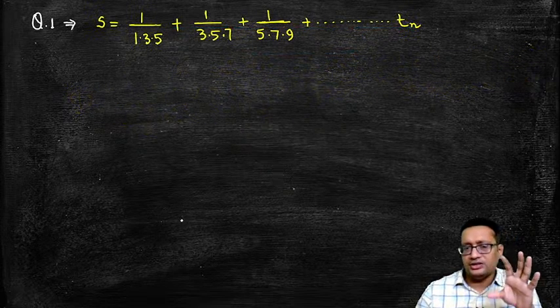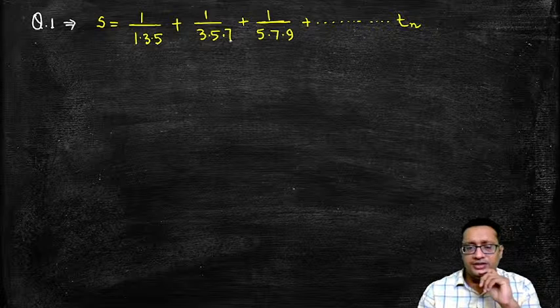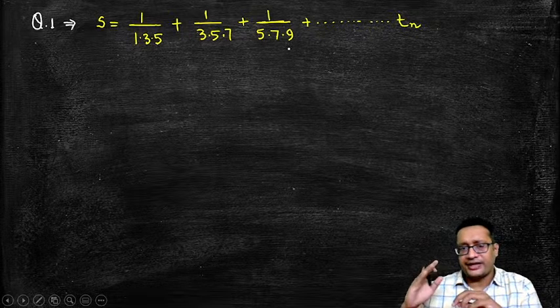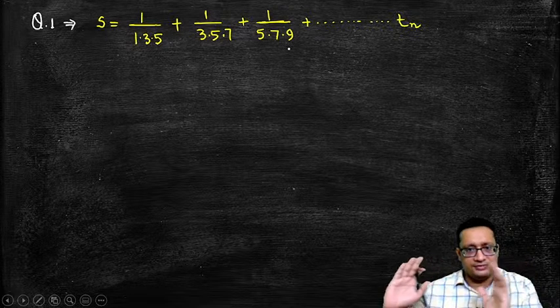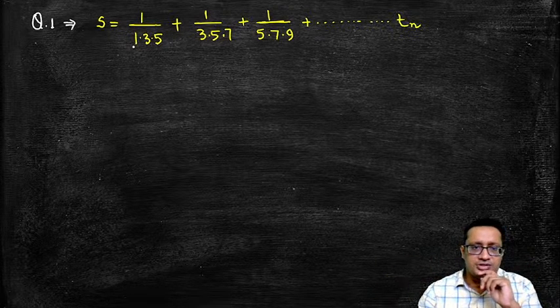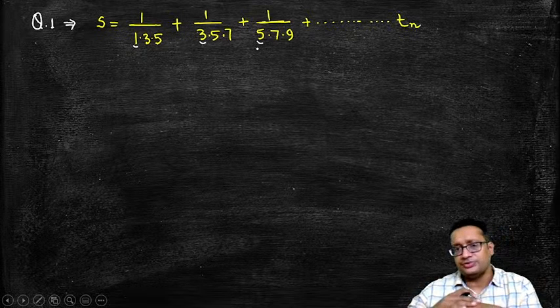What you are seeing in this question is 1·3·5, 3·5·7, 5·7·9. It is a product of three factors. In the second term you are seeing 3·5·7, in the third term 5·7·9, which are in AP. Also, if you visualize, the first factor of each term is in AP.